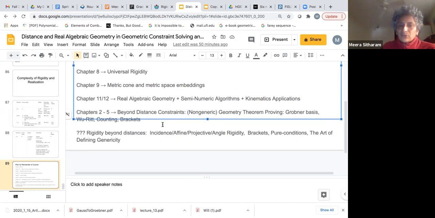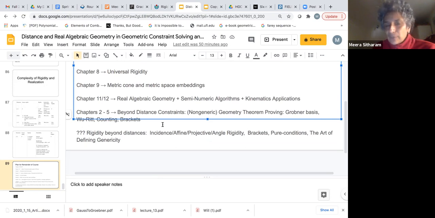And then finally, we go beyond distance constraints to other types of constraints, incidences, and so forth, and the general idea of geometry theorem proving. Geometry theorem proving is the most general notion of dependence in these contexts that we are talking about, where the theorem is a polynomial that's dependent on the axiom polynomials. Just like if you think of the dependent distance in an over-constrained graph, the dependent edge being a distance that is determined once the other distances are determined.